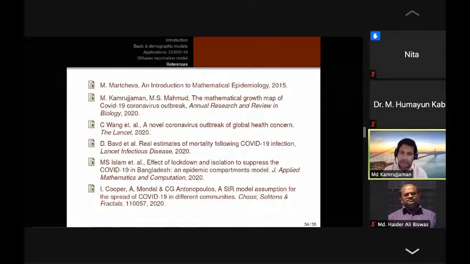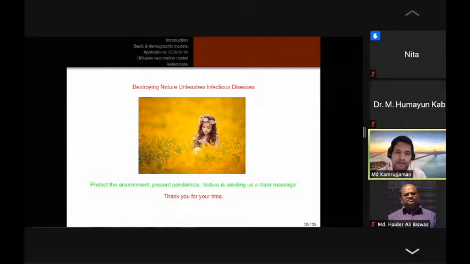And finally, what are the concluding remarks? I want to give the concluding remarks in two sentences. So, dear scholars, the first sentence in red: destroying nature unleashes infectious diseases, and undoubtedly this statement is true. Today we are facing this problem because only human beings and mankind are responsible for this, because we are destroying nature, we are destroying our environment. And the second sentence: protect the environment, prevent pandemics. This is nature sending us a clear message.